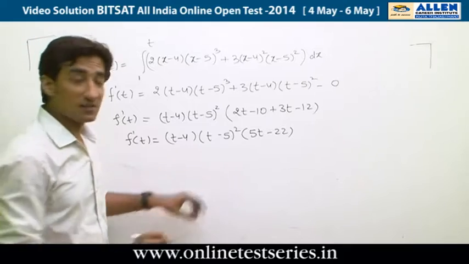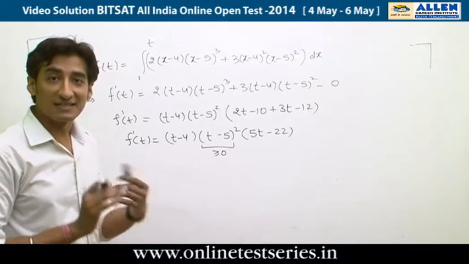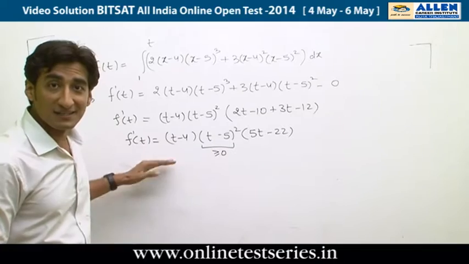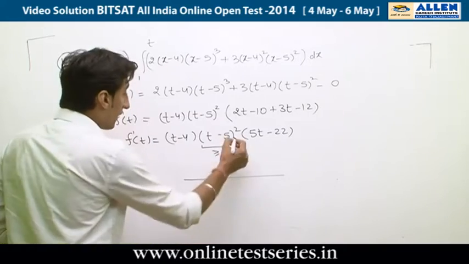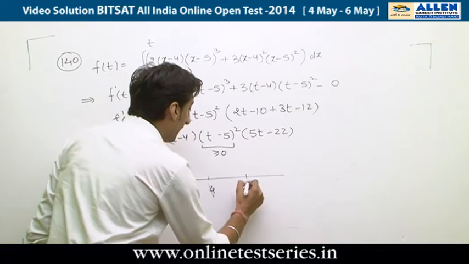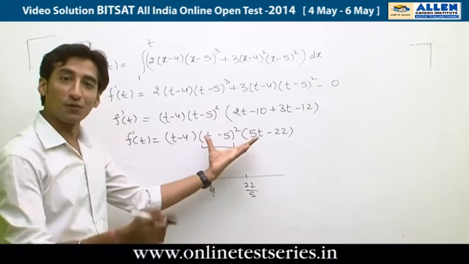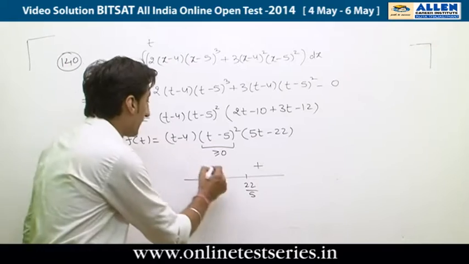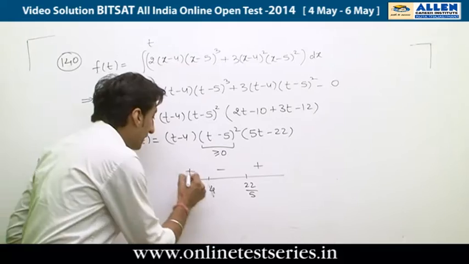Now clearly t minus 5 whole square is always greater than or equal to 0, so this would not change the sign of f dash t. We need to find at which point f dash t is changing its sign from negative to positive and positive to negative. So let's make the number line. This point is t equal to 4 and this point is 22 by 5. Clearly at values greater than 22 by 5, this expression would always be positive. So plus, in between 4 to 22 by 5, f dash t would be negative, and before that, before t equal to 4, f dash t would again be positive.